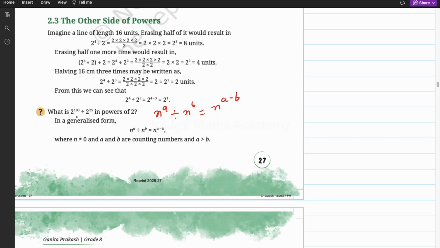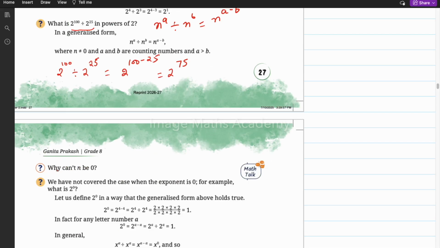So the question is, what is 2 to the power 100 divided by 2 to the power 25 in power of 2? So 2 to the power 100 divided by 2 to the power 25 is equal to 2 to the power 100 minus 25, using the general form, which is equal to 2 to the power 75. Next question, why can't n be 0?